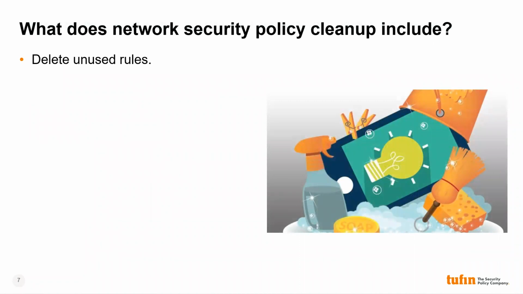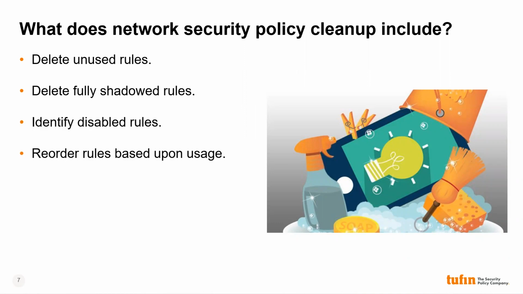And what do we look at when we take a look at network security policy cleanups? One of the areas, deleting unused rules. One of the areas, deleting fully shadowed rules, which we're going to demonstrate here in a moment. One of the areas, identifying disabled rules. And then also reordering the rule base based upon usage. You want to make sure that you've got your rule base so that the most frequently used rules are at the top and the least frequently used are at the bottom. And then identifying obsolete rules that are maybe no longer required because the application's been removed.